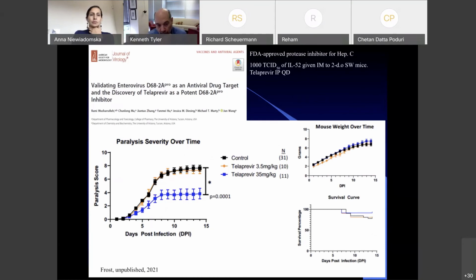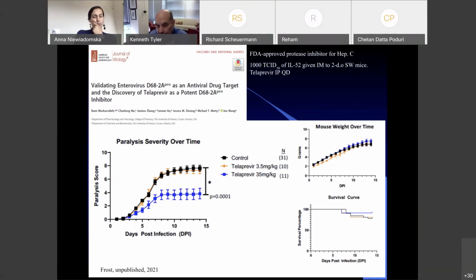We're also collaborating on antivirals, and I think I have 1 or 2 slides left, so I'll try to go through these expeditiously. There's a great group led by Jun Wang at the University of Arizona. They're biologic chemists and pharmacologists. They've been screening compounds for antiviral efficacy. Anna showed you a great slide summarizing some of the potential targets. They found that a hepatitis drug that had been FDA approved called telaprevir inhibited the viral 2A protease.